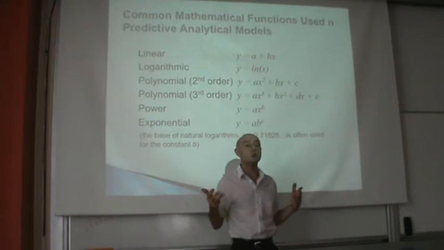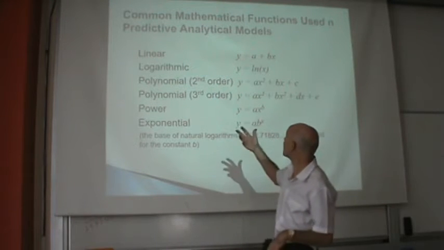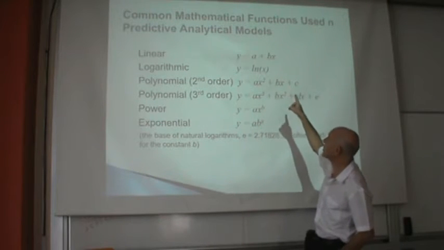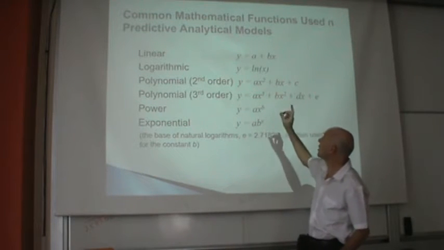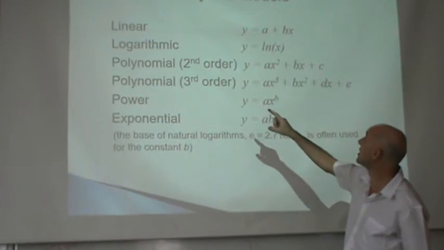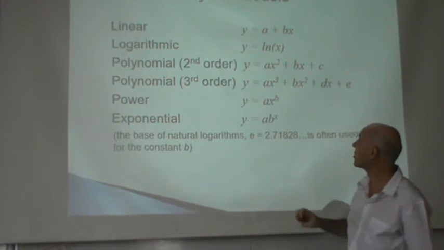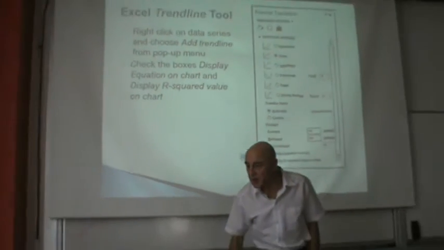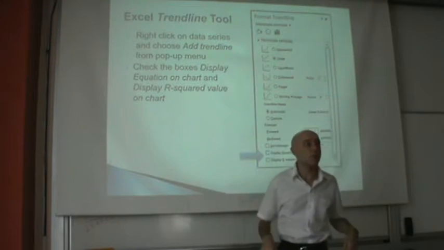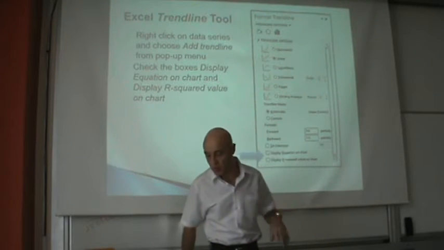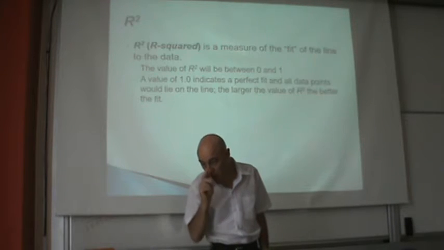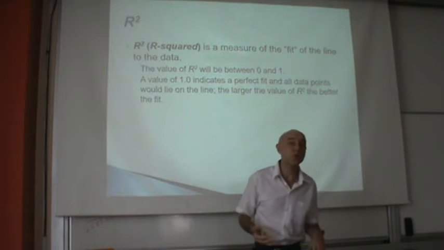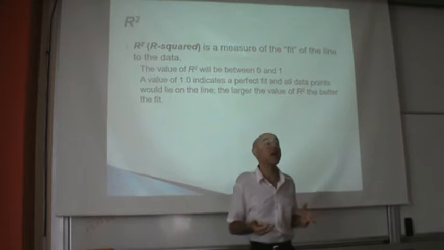When we do a regression analysis, we call these predictive analytical models. You may use a simple linear function. You may use a logarithmic function, a polynomial of second order, a polynomial of third order, power, exponential, and so on. This is for Excel. We're going to be using other software, so we don't need to use the trend line tool over here.